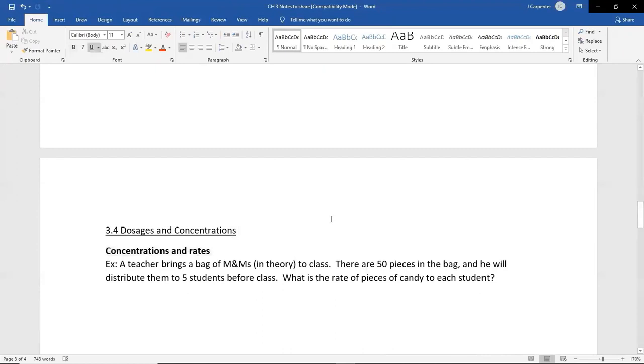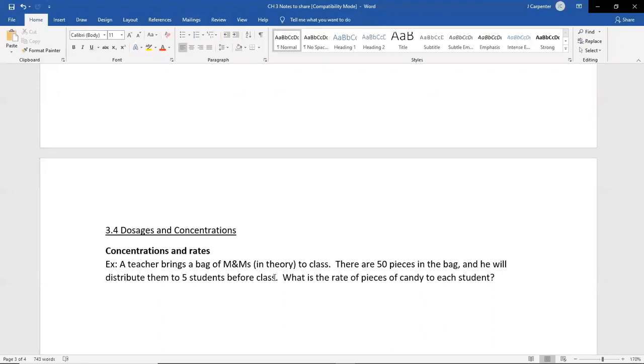But before we actually get into the official discussion of this, let's have some fun. And this problem is a lot more fun in an in-person class, especially when I actually bring M&Ms to class. That's why I say in theory. So a teacher brings M&Ms to class in theory. So I just gave you all virtual M&Ms. I've got 50 of my virtual M&Ms in the bag, and I'm going to distribute them to 5 students before class. So let's say it's 3 minutes before class and 5 students are in the Zoom call.